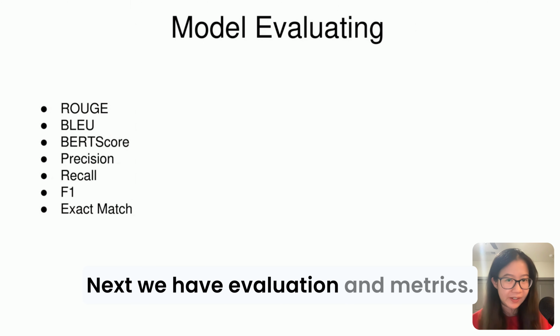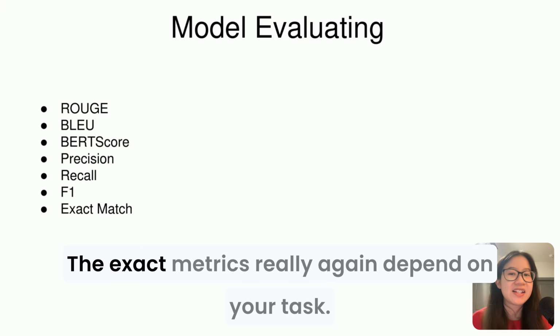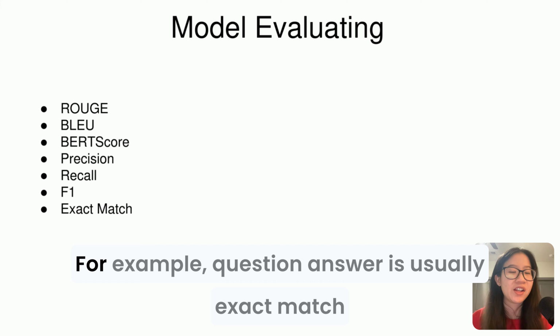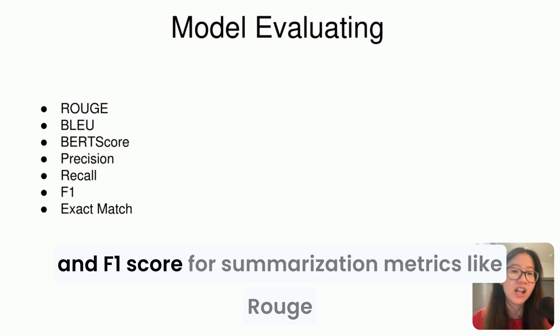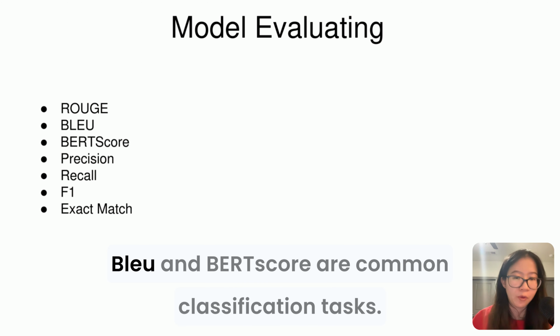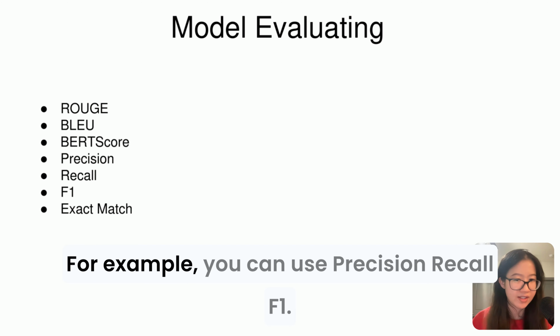Next, we have evaluation and metrics. The exact metrics really again depend on your task. For example, question answering is usually exact match and F1 score. For summarization, metrics like ROUGE, BLEU, and BERTScore are common. For classification tasks, for example, you can use precision, recall, and F1.